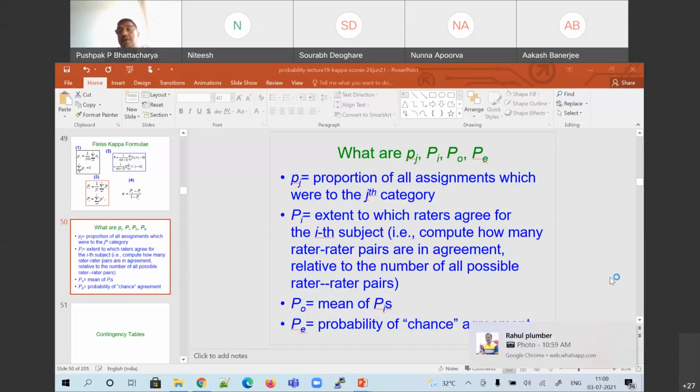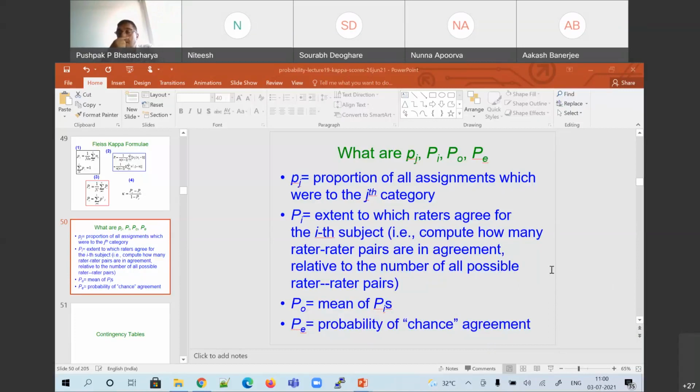How significant is the kappa score value with respect to the random chance agreement? Okay, so this is a test of significance, and then we'll have to take up this question. But roughly, what is p-value?